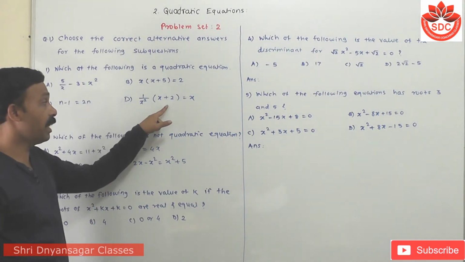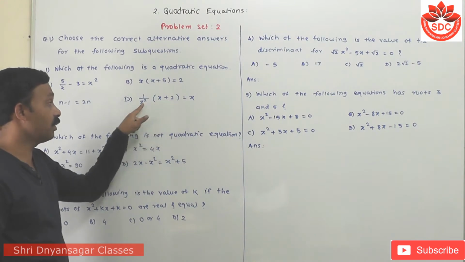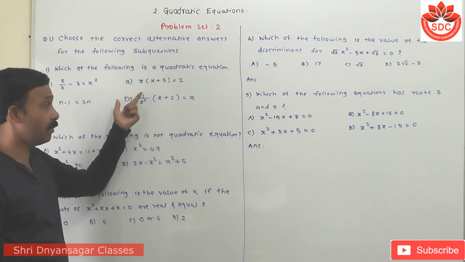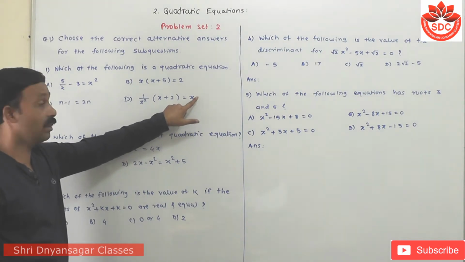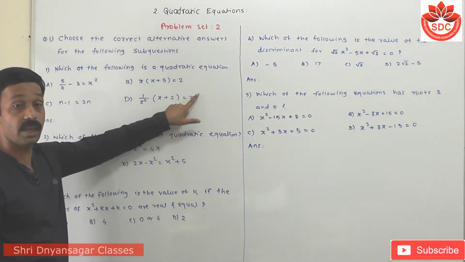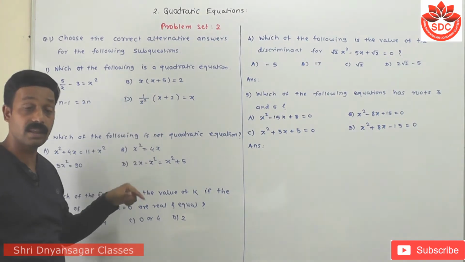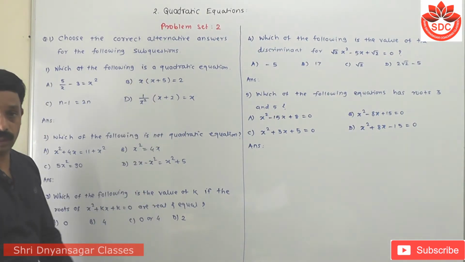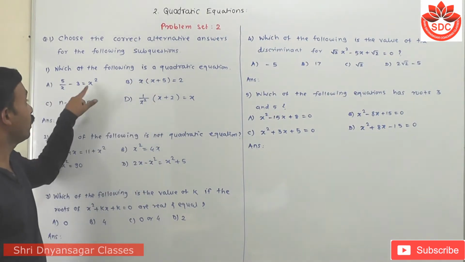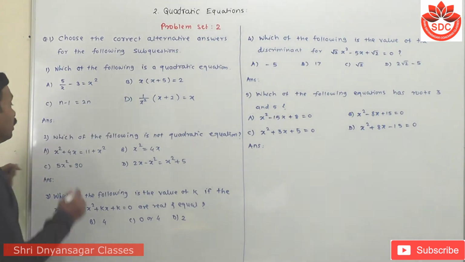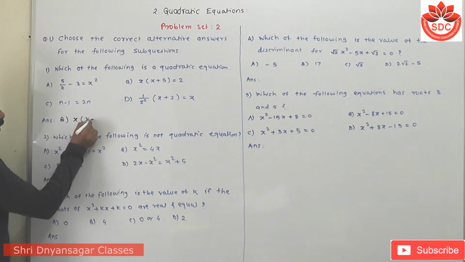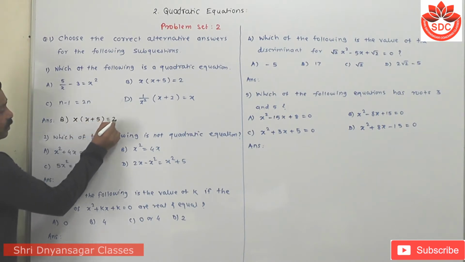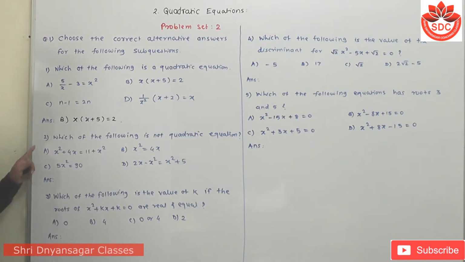When we have to multiply it, then it becomes, here again 2 upon x square. We have to multiply it again by 2x square. Then we convert x into x square, it becomes x cube. Meaning the index is 3. So this is also not a quadratic equation. So the answer of the first sub question is B. So I have the right answer B. Here it is x in bracket x plus 5 is equal to 2. Can you understand? Then we see the second sub question.